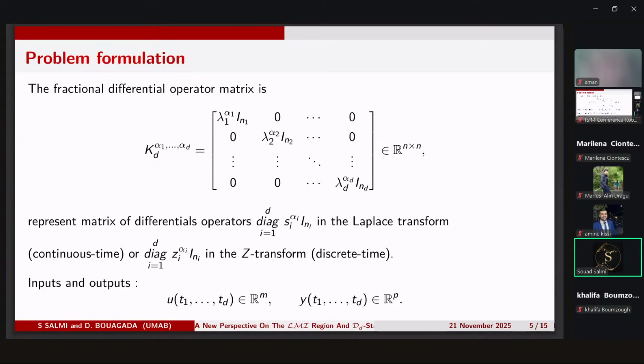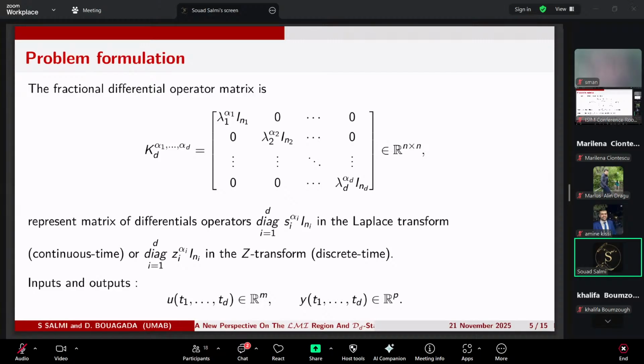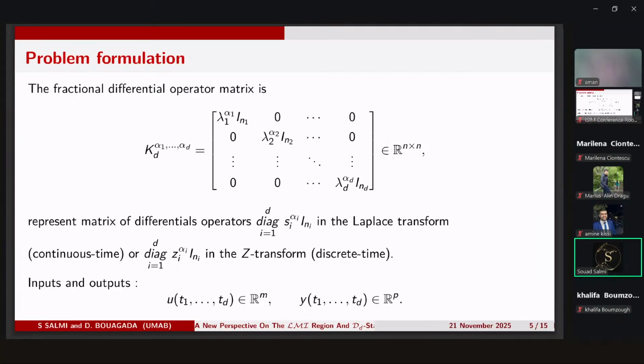And K_D of power alpha 1 to alpha D represents the matrix of differential operator diag(s^alpha_i) multiplied by the identity matrix of order n_i in the Laplace transform when system 1 is in continuous time, or diag(z^alpha_i) multiplied by the identity matrix of order n_i when system 1 is in discrete time. U and Y represent the input and the output vectors respectively.